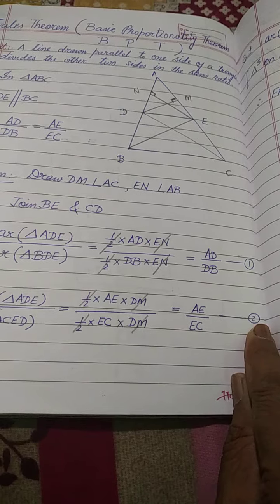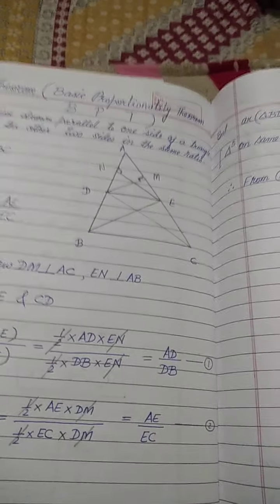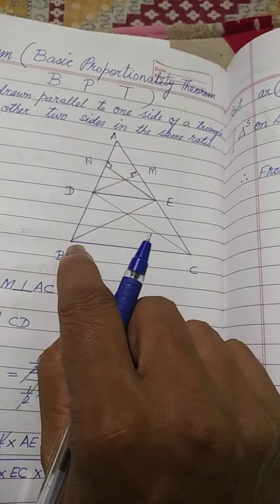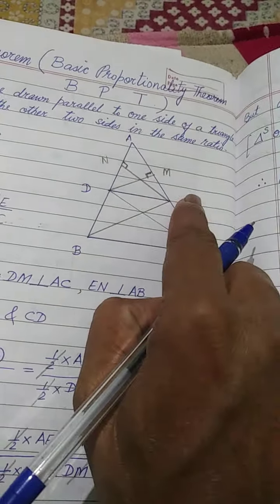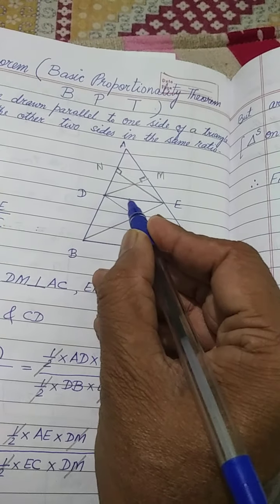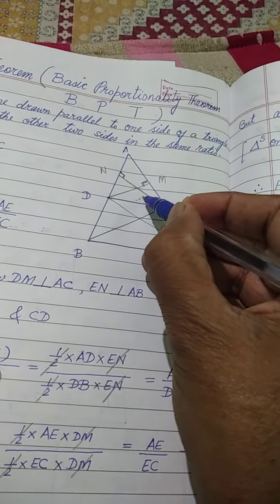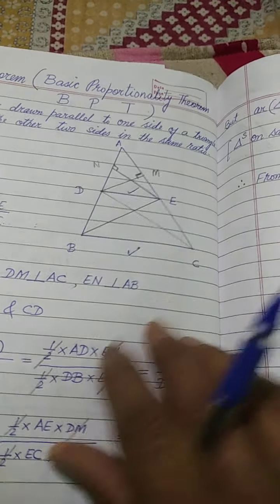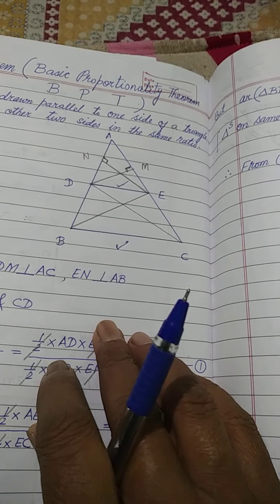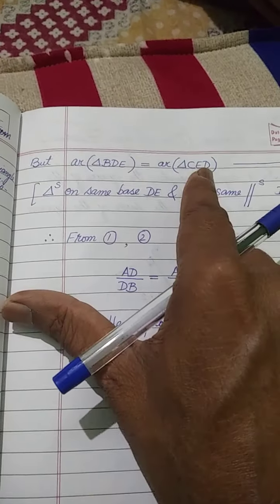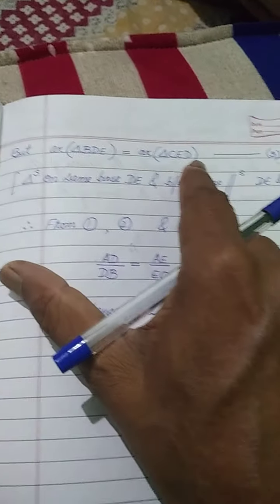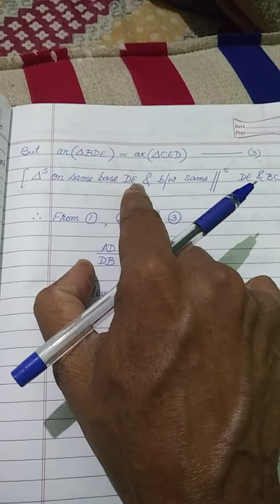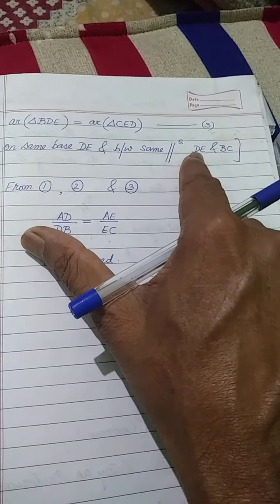That is the second equation. Now we have learnt in the 9th class that if two triangles are on the same base, here you see BDE triangle and CDE triangle are on the same base, that base is DE, and between the same parallels, these two parallel lines, then their areas will be equal. That's why area of BDE is equal to area of CDE. That is equation number 3. Triangles on the same base DE and between the same parallels DE and BC.